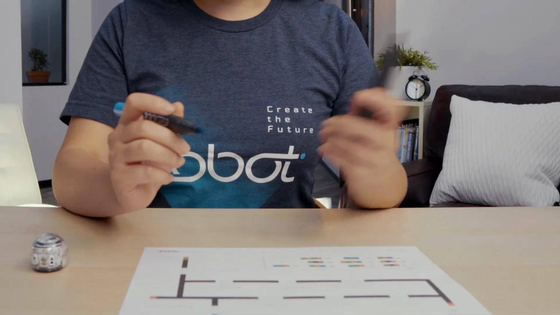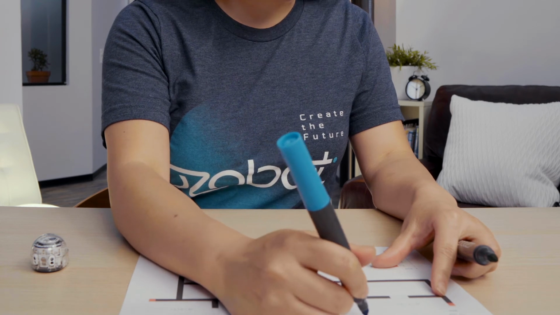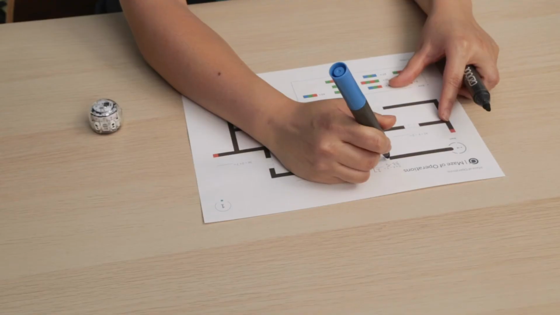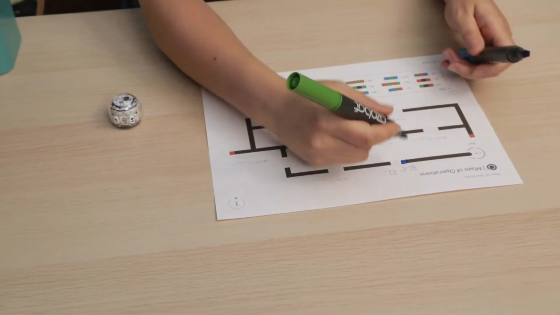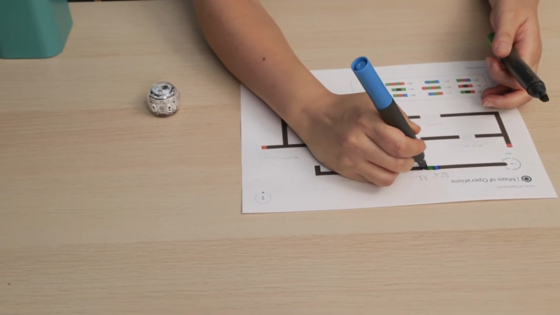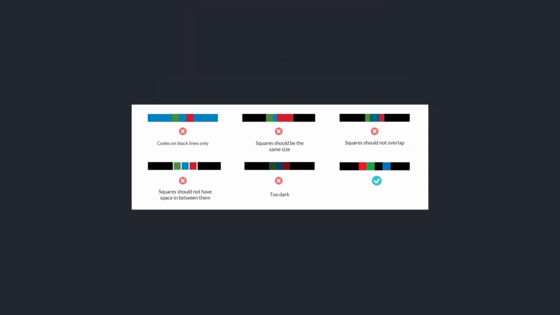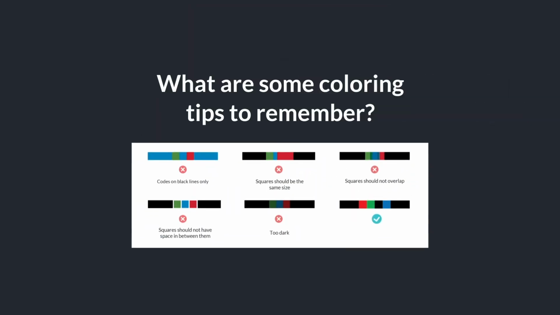Great job finding the missing color code. You can now use your color code markers to color the first sequence of empty boxes along the pathway. What are some coloring tips to remember? Can you try this on your paper?